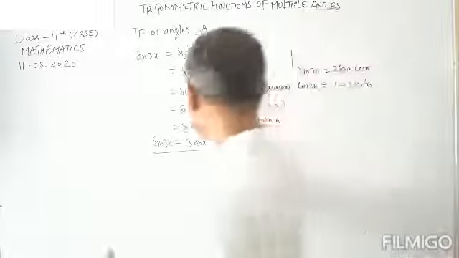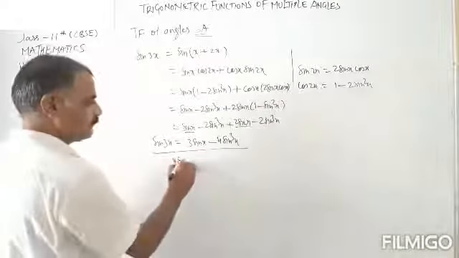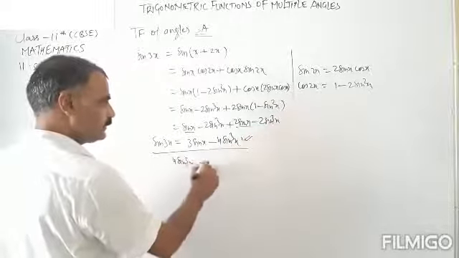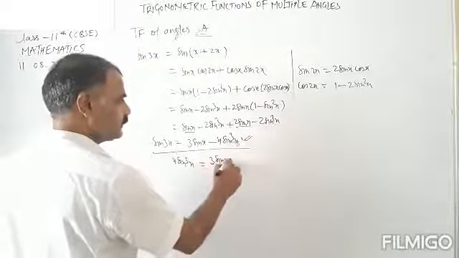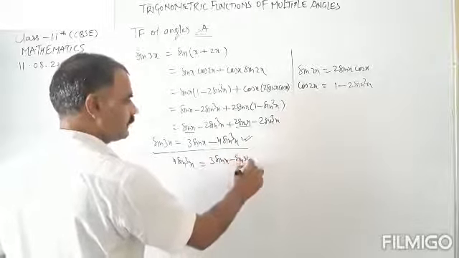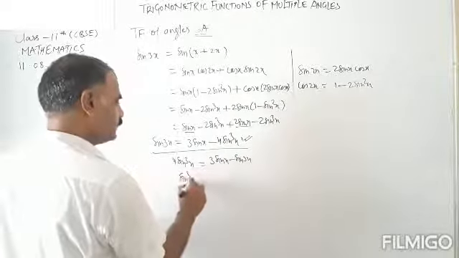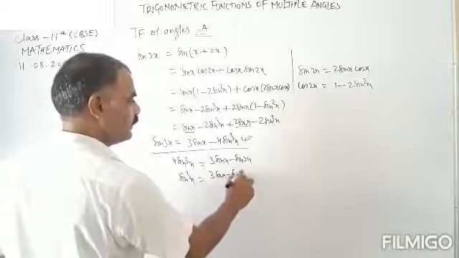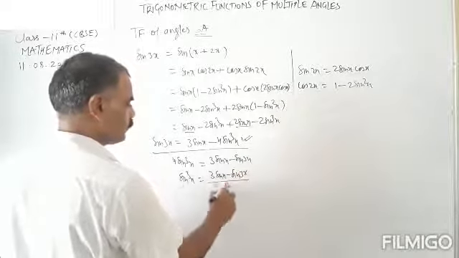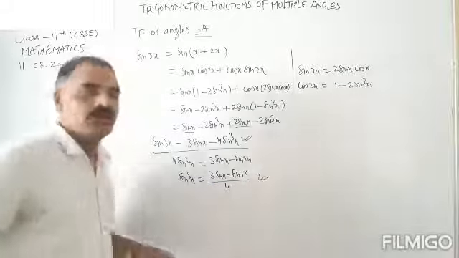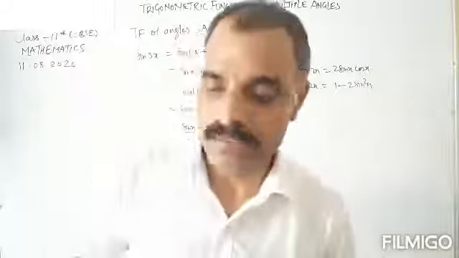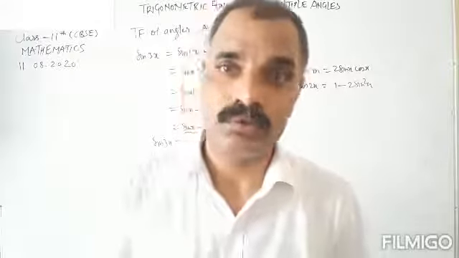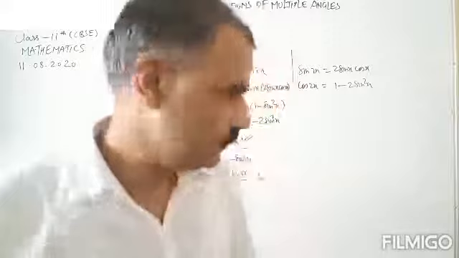So from this, 4 sin cube x is equal to 3 sin x minus sin 3x, and sin cube x is equal to 3 sin x minus sin 3x upon 4. So this one is also an important identity. Remember all these identities in sequence, or as you can learn.